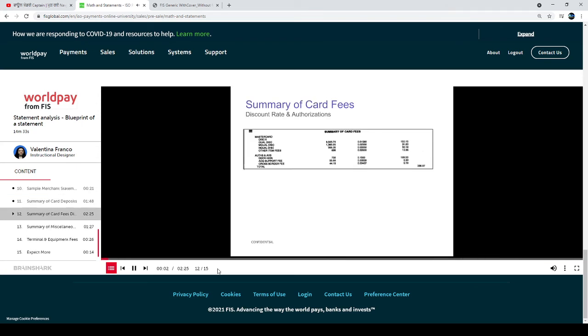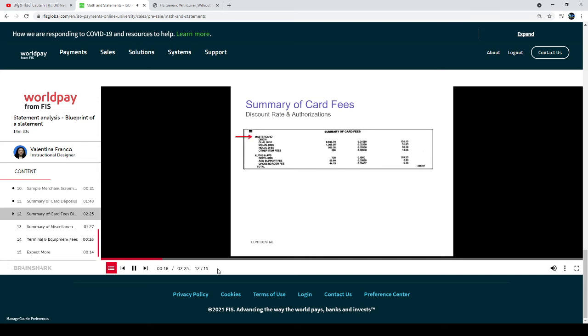Now let's take a look at the summary of card fees section. In this piece, you will be able to determine the discount rate, which is the rate quoted to the merchant for a qualified transaction, and the authorization fee, which is the fee charged each time an authorization is made.